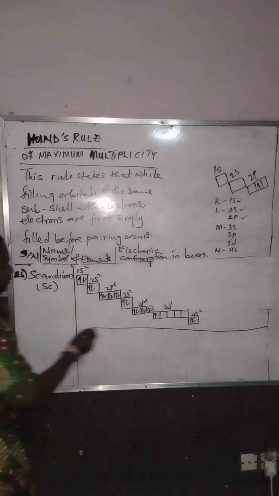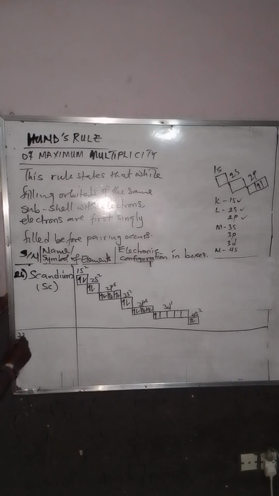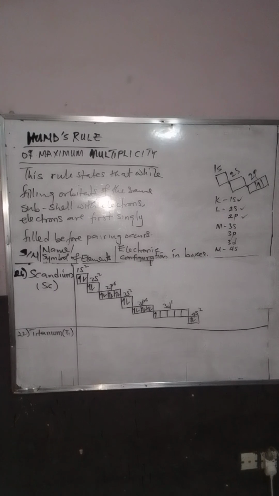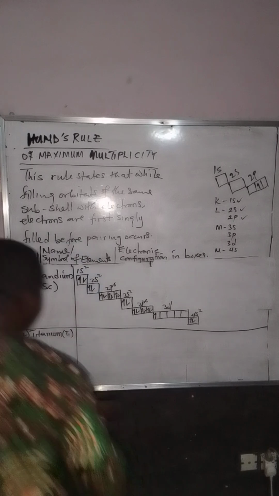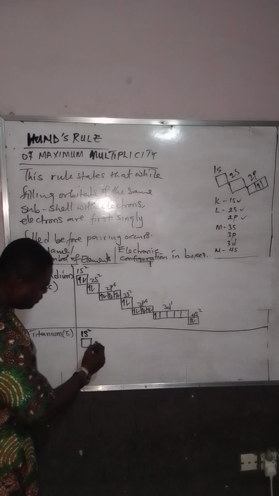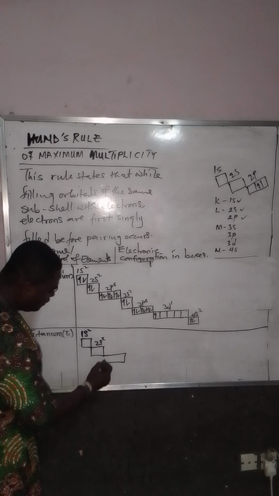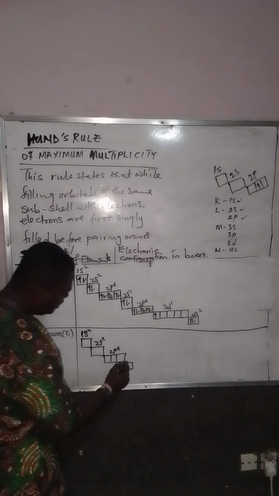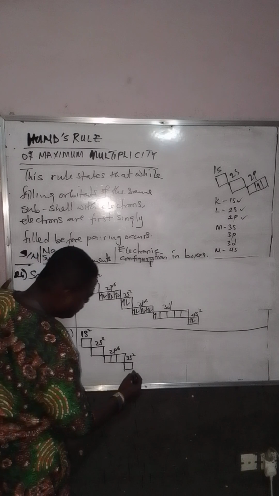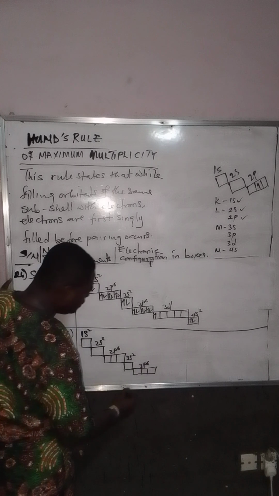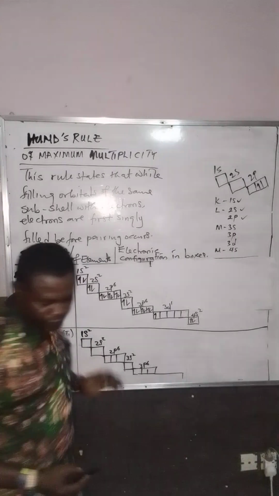Now, number 22, titanium, Ti. We have 1s2, 2s2, 2p6, 3s2, 3p6, and 3d.